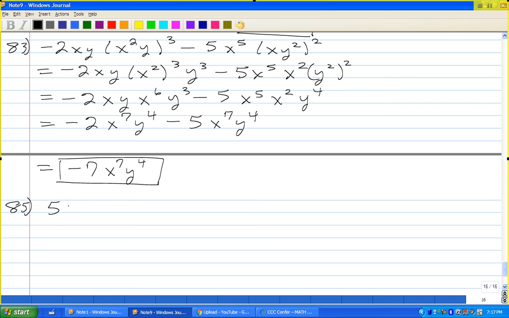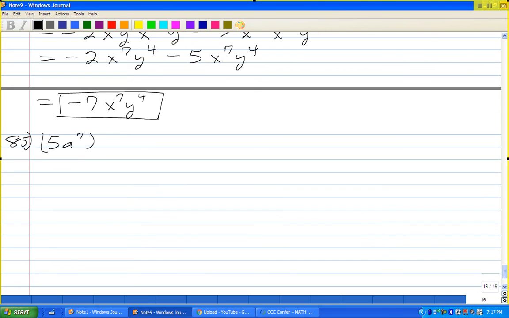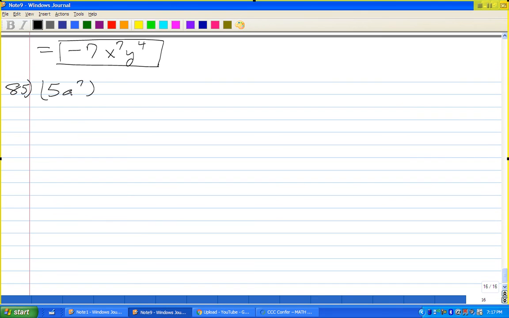5a to the 7, 2a squared minus 3a cubed, 7a to the 6.